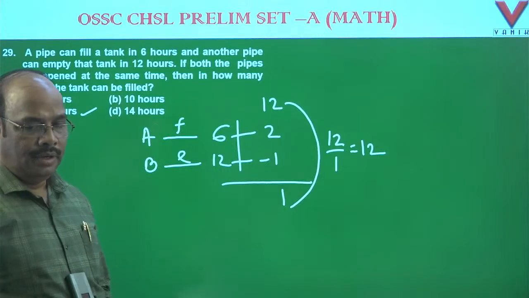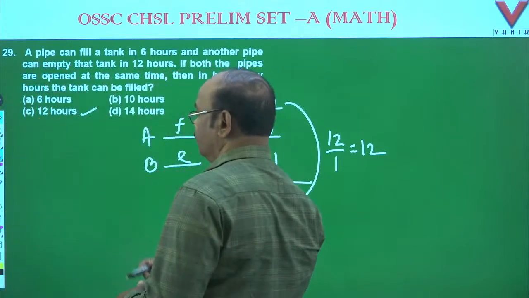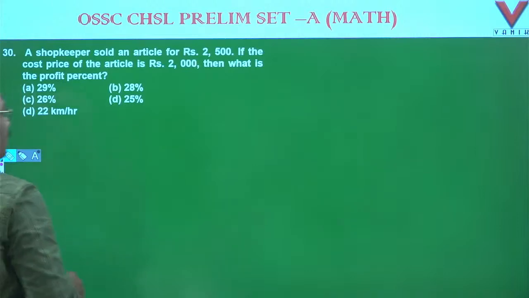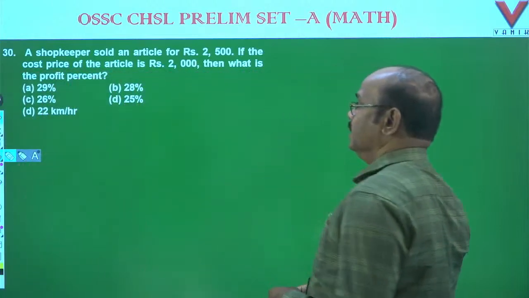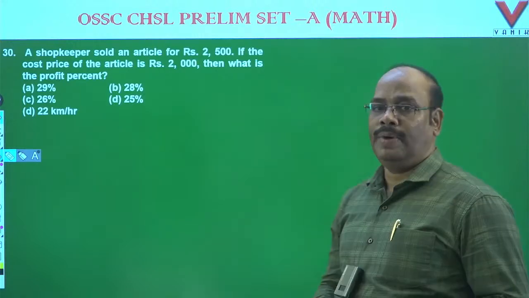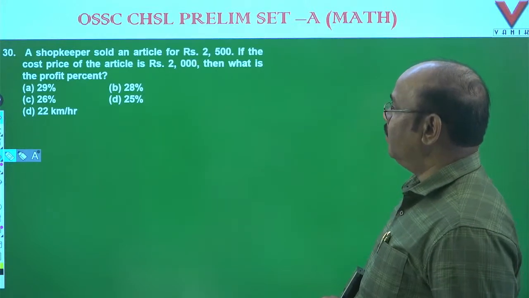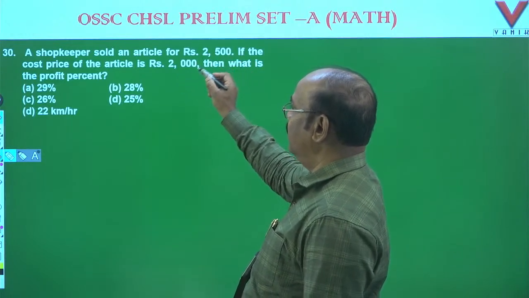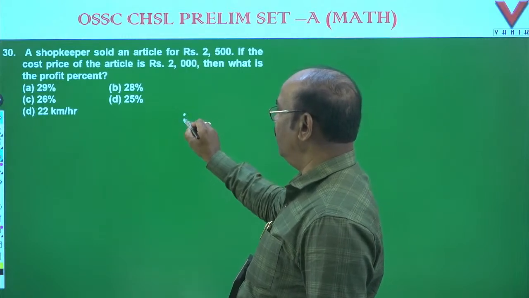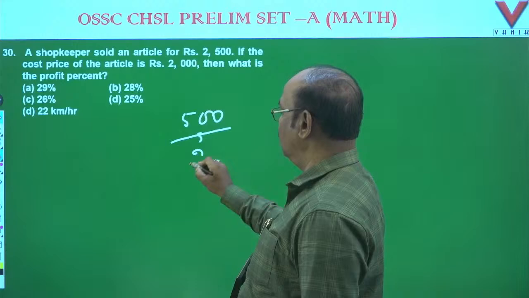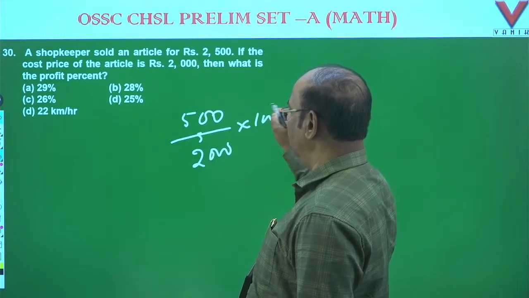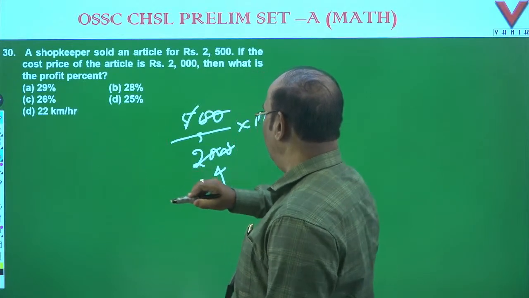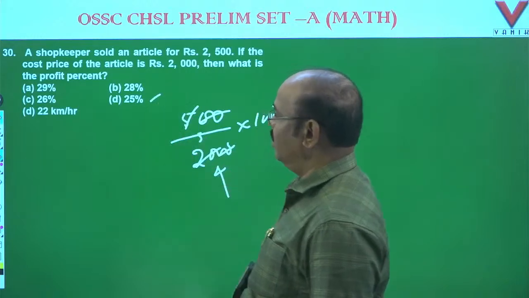Next question number 30. A shopkeeper sold an article for rupees 2500. Selling price is given. If the cost price of the article is 2000, what is the profit percentage? Simple question. Profit is 500. 500 out of 2000, what percentage? 500 by 2000 into 100, that is 1 by 4, which is 25%. Option is coming D.